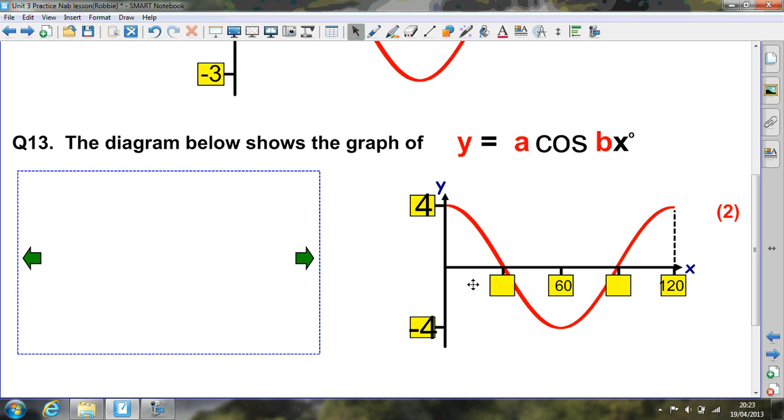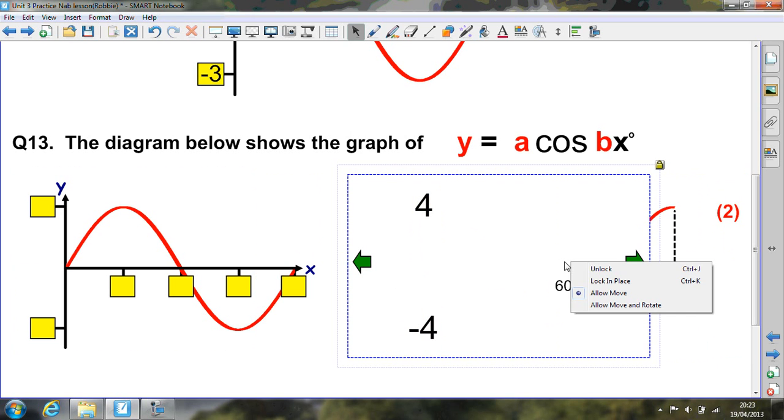Okay, so if we had this information here, we would need to work out the values of A and B for 2 marks. Well, already you should be thinking, well, A is the number that's how high it goes and how low it goes. So that's 4, so it'll be a 4 at the front here, and B is how many waves there are in 360. So how many times does this number go into 360? Well, that's 3. So that would be a 4, and B would be a 3. That would be it. That's your answers.